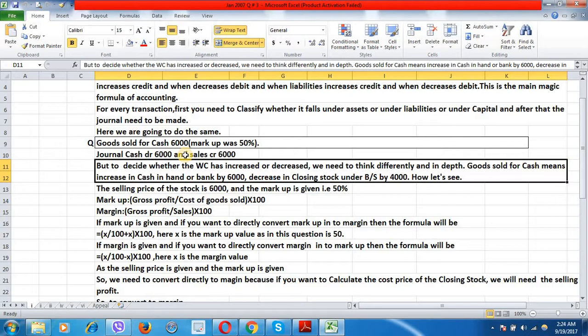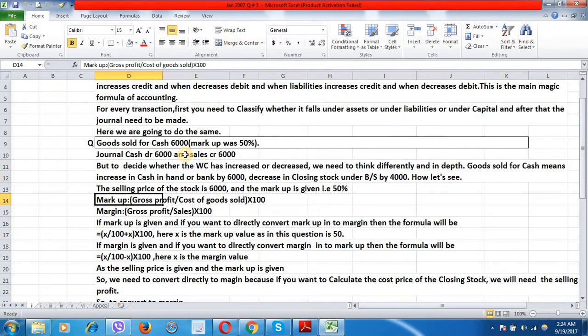But to decide whether the working capital has increased or decreased, we need to think differently and in depth. Goods sold for cash means increase in cash in hand or bank by 6,000. Decrease in closing stock or stock under balance sheet by 4,000. How? Let's see. The selling price of the stock is 6,000 and the markup is given, that is 50%.